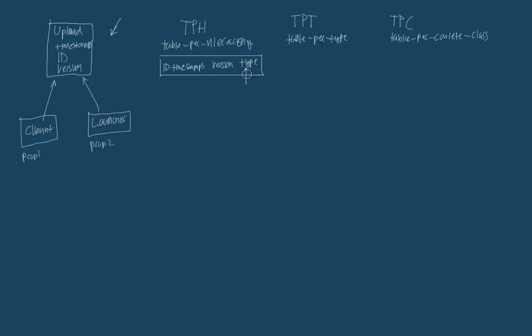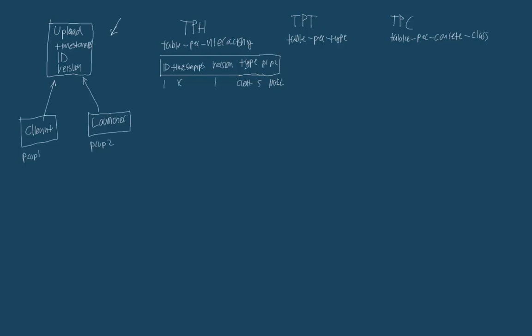Well, how is this handled? Unfortunately with TPH, that means that prop 1 and prop 2, so P1 and P2, have to exist on every single row. And it also means that any property that isn't shared between the different classes in the hierarchy has to be nullable in the database. Because, for example, we might have a client with an ID of 1, a timestamp of X, a version of 1, a type of client, and then it has a P1, and let's say the P1 is 5, and then it has a P2, but the P2 has to be null.